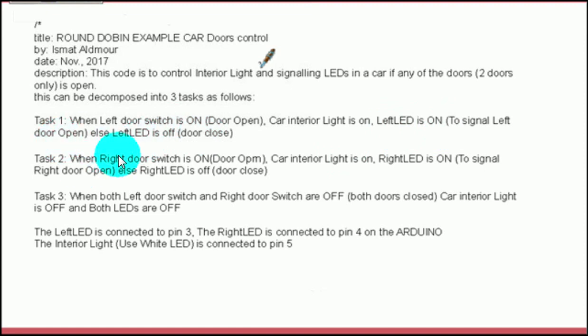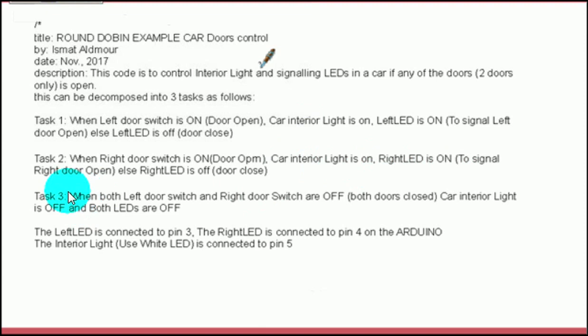Similarly, we have task 2, but in this case we'll have another switch, call it the right door switch. We didn't name it yet, I think we'll name it in the program. Okay, so again, same thing, the car interior light will be on. And so in both cases, if any of the two doors are open, the car interior light should be on, and the right LED is on to signal that the right door is not tightly closed.